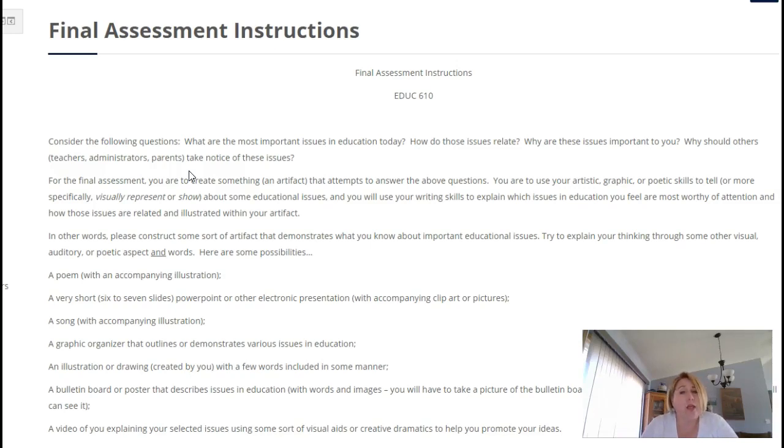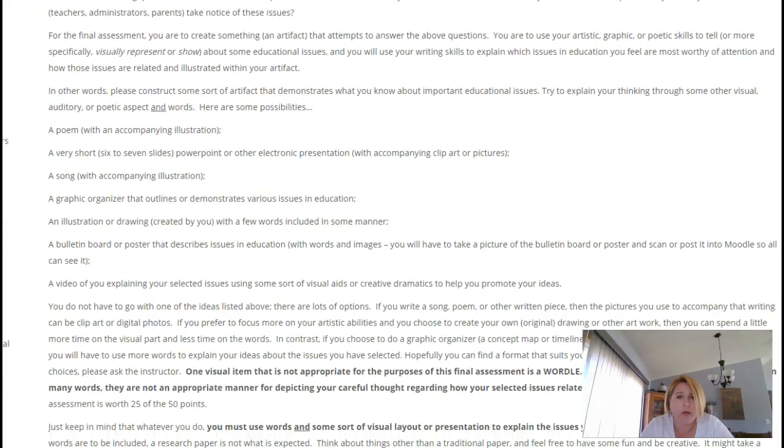And so you're going to select 3, hopefully more than 3. I would suggest 4 or more if you want the highest score on the rubric for this particular activity. You're going to show how they are visually represented and use some writing skills then to explain them, all right? So let's scroll down here just a little bit, looking at the instructions. For the final assessment, you're to create an artifact that answers those questions we just went through. Then you're going to use your writing skills to explain which issues in education you feel are most worthy of attention and how those issues are related and illustrated within your artifact. Basically, explaining your artifact to us in excellent, informative detail.